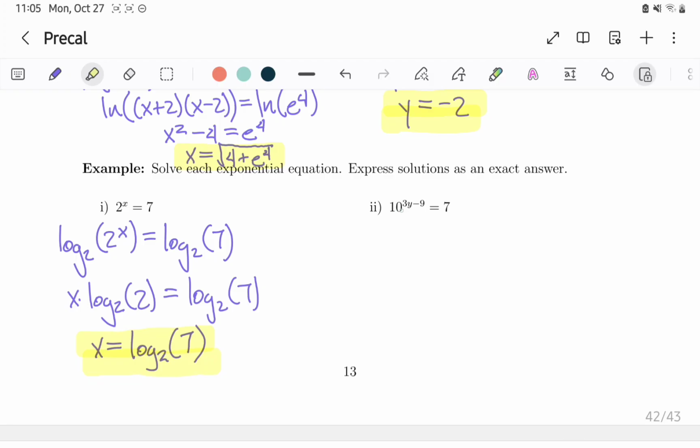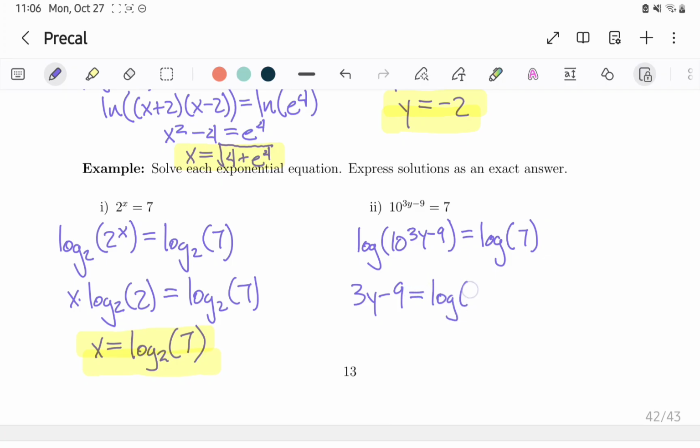All right, next we have 10 to the 3y minus 9 equals 7. So what we're going to do here is take log base 10 on both sides. So just log of 10 to the 3y minus 9 is equal to log of 7. And then again, we can use the power property to say that log of 10 to the 3y minus 9 is the same as 3y minus 9 times log of 10, which is of course going to be 1. So just 3y minus 9 on the left-hand side is equal to log of 7.